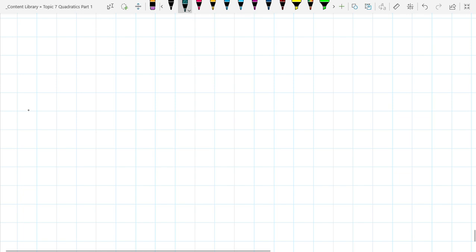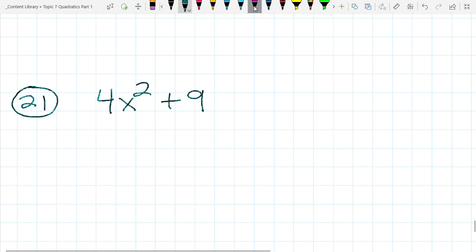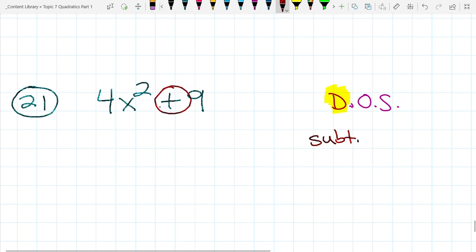On to 21. This is the second most missed question every year on the test, so I would write a star next to this one as well. This is 4x squared plus 9. GCF, don't have it. Factor by grouping, no. Diamonds, no. Difference of squares, and people think, yes, it's difference of squares, but if you look at the first word, difference, it means it has to be a subtraction problem. This is addition, so you can't do anything with this. This is prime. You can't do the difference of squares because it's not a difference problem. It's a sum problem, or an addition problem.